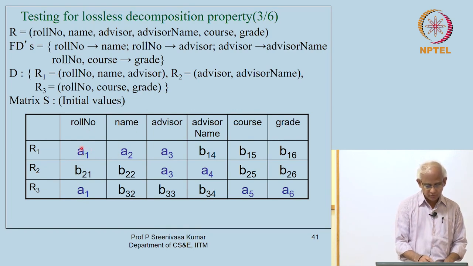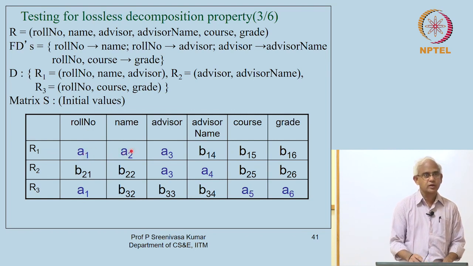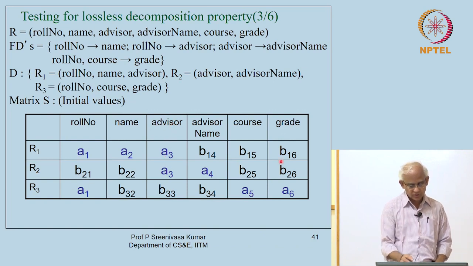But then that A symbol will be distinct because we will use the column name for that. So, A1 will be used here, A2 will be used here, A3 will be used here. Put A3 in all those places where this particular attribute occurs. Now, let us start enforcing these functional dependencies.